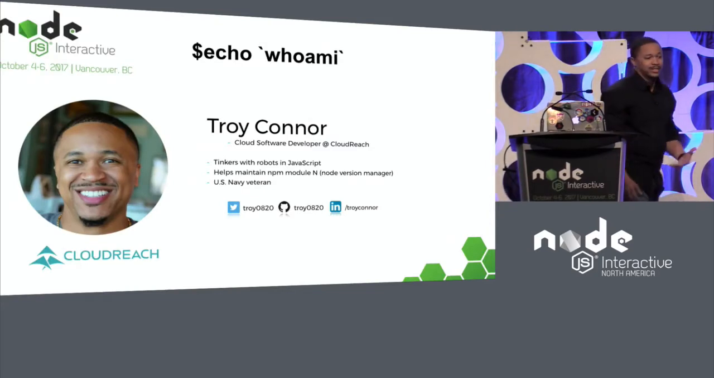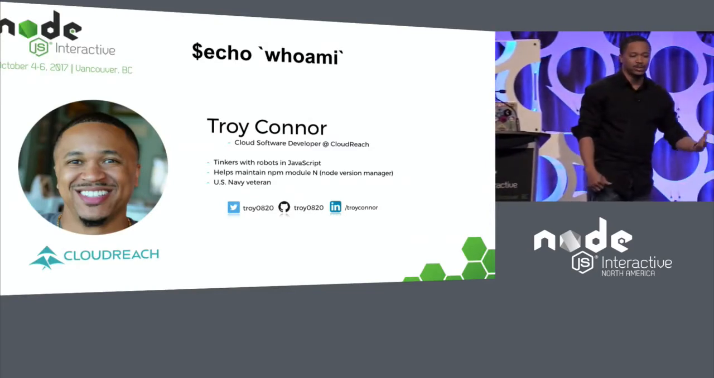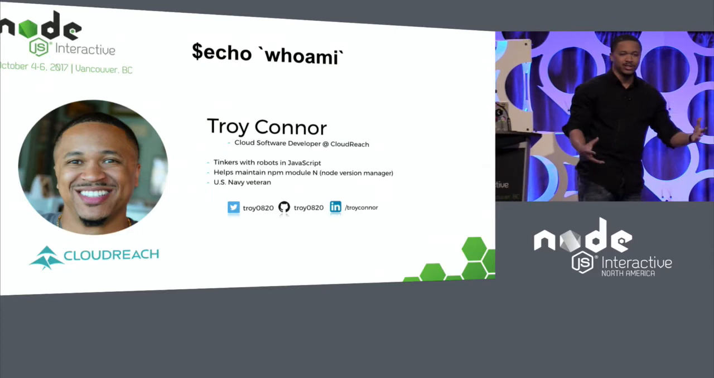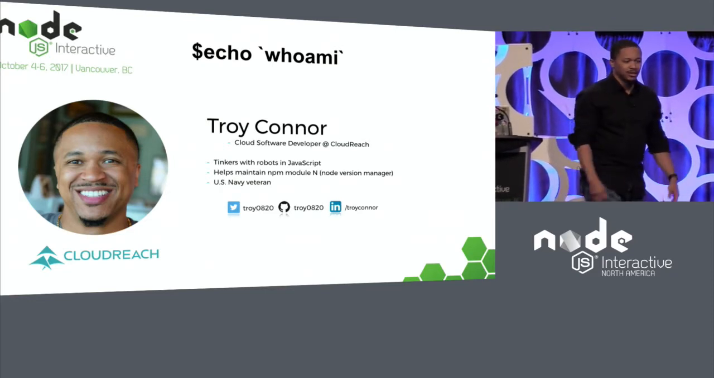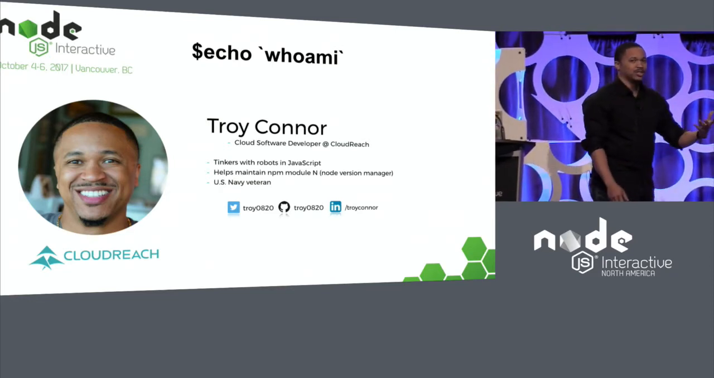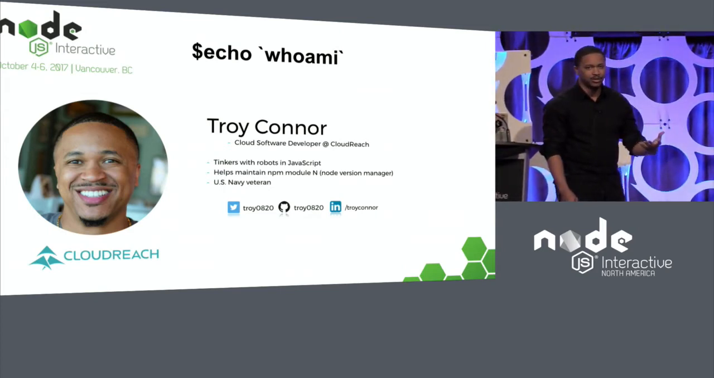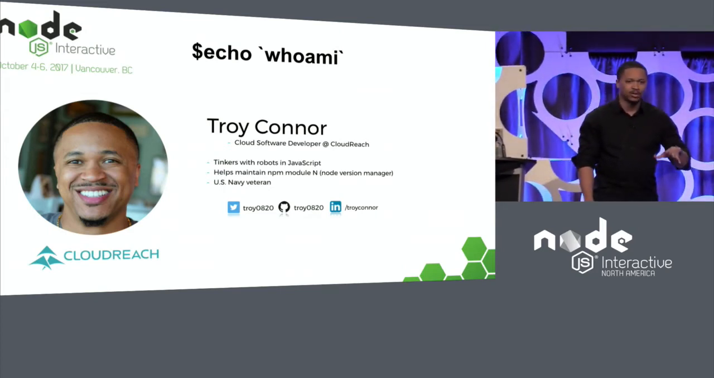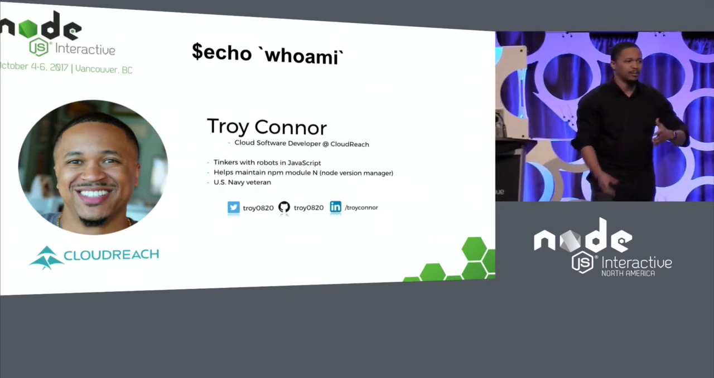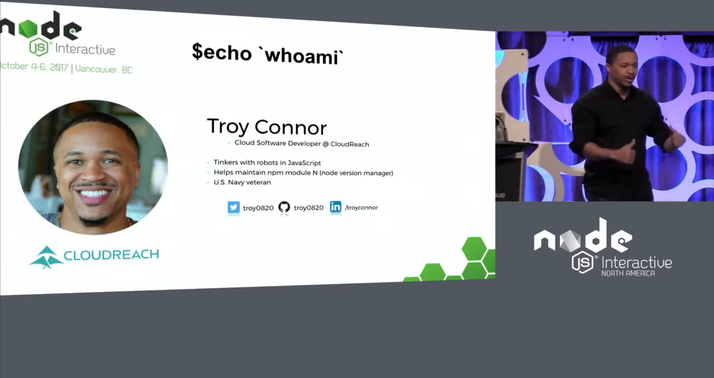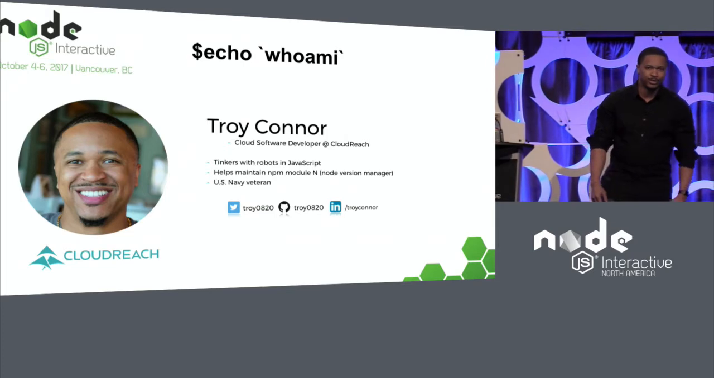Who am I? Like I said, my name is Troy. I'm a cloud software developer at CloudReach. We do amazing things, too much to put on one slide. I tinker with robots in JavaScript. I actually help maintain the Node version manager N. I don't know if you guys have heard of NVM and N. I'm the N side, so you know, PRs are welcomed. And I'm a US Navy veteran, so.